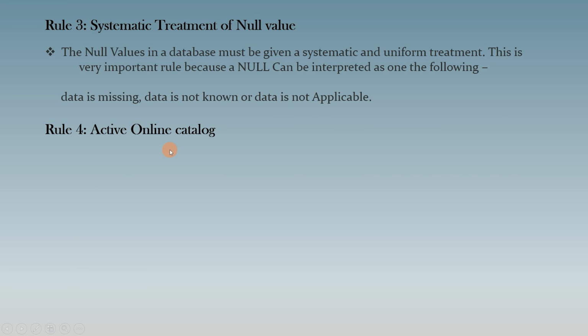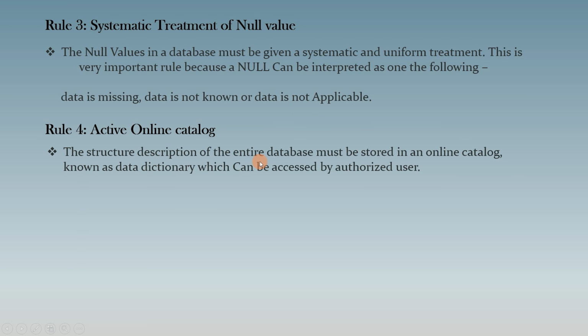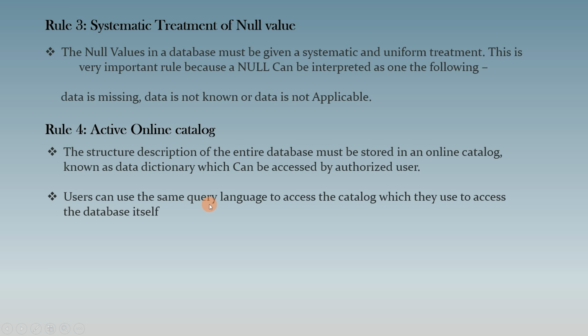Rule number 4, active online catalog. The structured description of the entire database must be stored in an online catalog known as data dictionary, which can be accessed by authorized users. Users can use the same query language to access the catalog which they use to access the data itself.